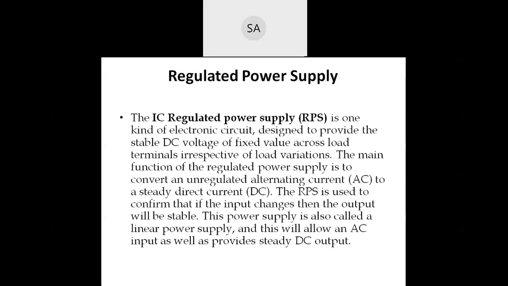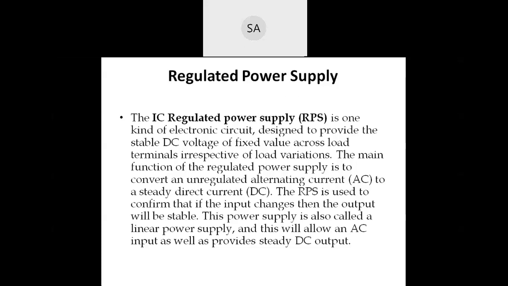If there is a variation in the loads, there will be no change in the current. This power supply is also called a linear power supply, and it allows an AC input as well as provides a steady DC output. That is what we call a regulated power supply.